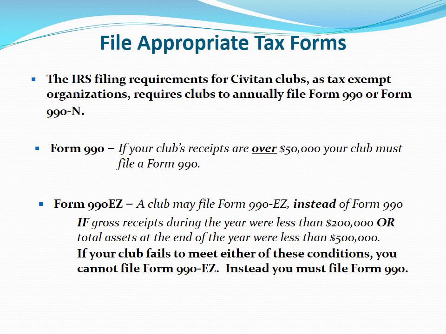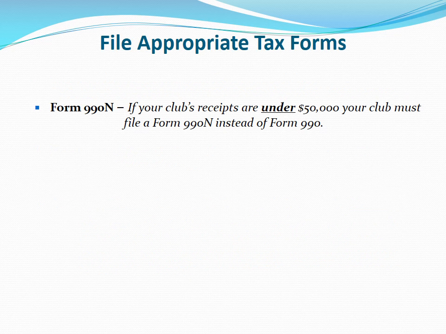So make sure that you get online and file it online. It's very simple. It's a little card that you fill out. You can do everything electronically or with a small postcard, but do it annually to keep from losing that tax-exempt organization status. Form 990N is for your clubs that are under $50,000.